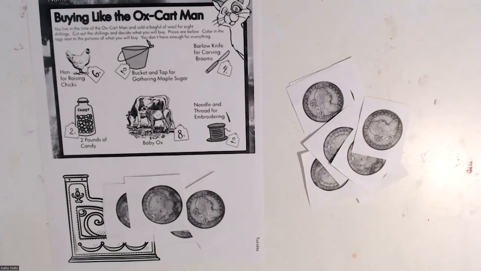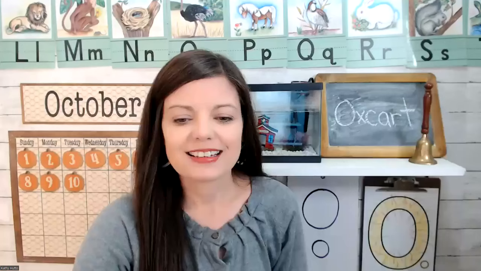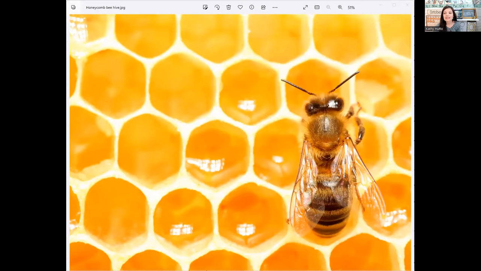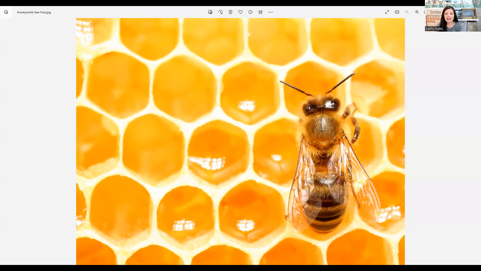Okay, now it's time to talk about the shape for the week. Well, one of the things that the farmer would do during this year was collect honey from honeycombs. He would go to the beehive and collect this honey and sell it at the market. Let's take a look at this honeycomb. I think I see a shape.